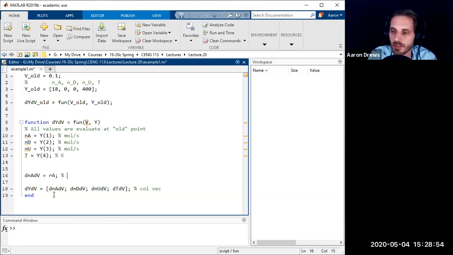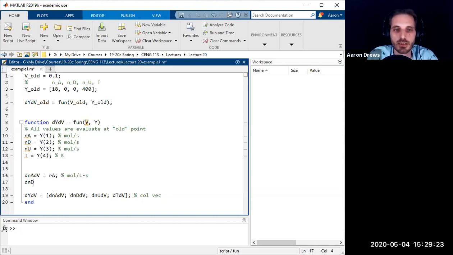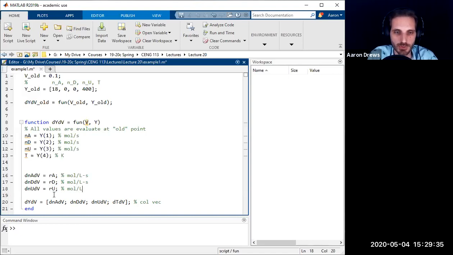Y of 1 isn't defined because it's still Y sub old. It looks like it'll be okay because I don't have any more olds inside of my function. The units on this will always be something like an amount per volume per time. Most of the problem definitions' units were moles per liter per second, so I'm just going to assume that these are all moles per liter per second, and then I'll force everything to match those units as I go. Similarly, the rate of change of D is the net rate of D, which is also moles per liter per second. And dNU/dV is RU, and that's also moles per liter per second.